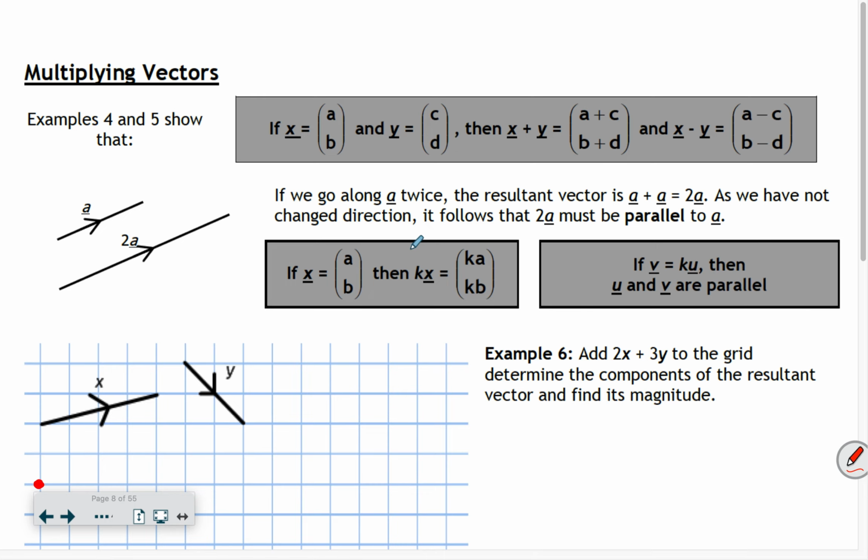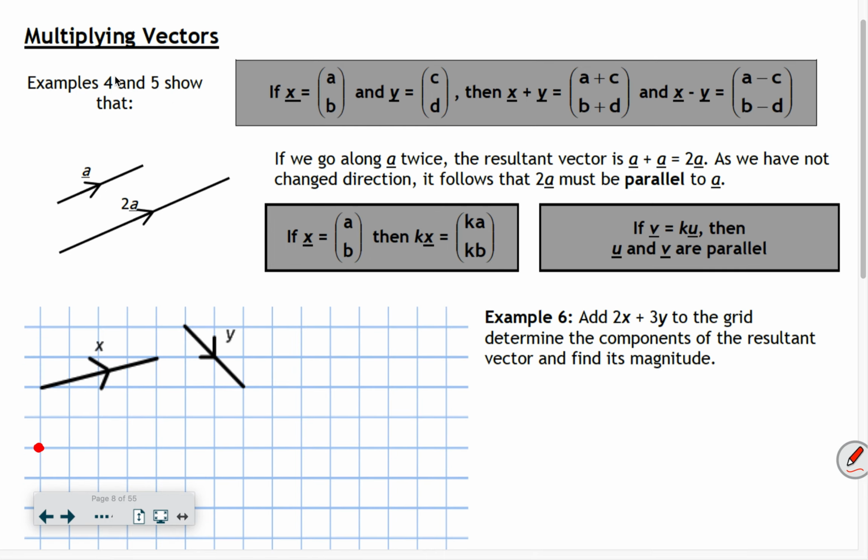We're going to look at multiplying vectors. So in examples 4 and 5, what we saw was when we were adding vectors together, we just added the x components and added the y components, and that gave us the resultant vector of x plus y. When I subtract vectors, I subtract the x components and subtract the y components, and that gives me the resultant vector of x minus y.